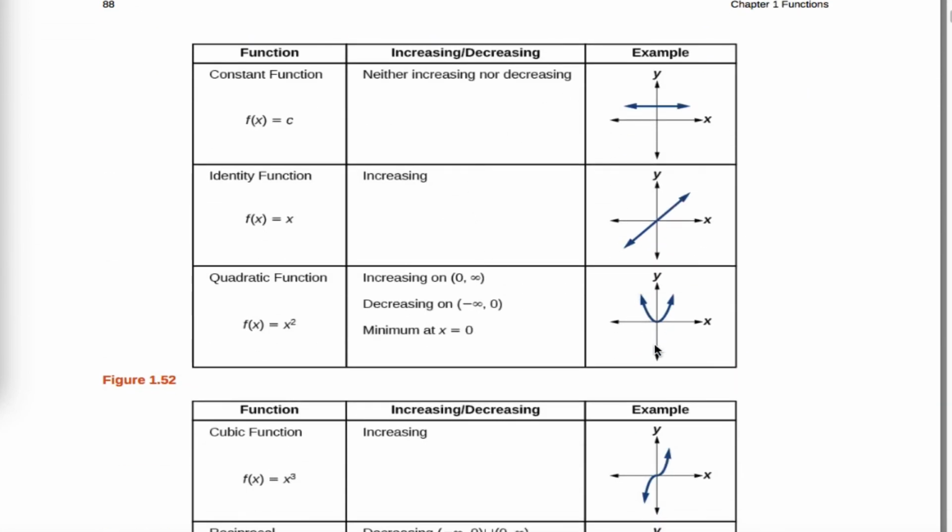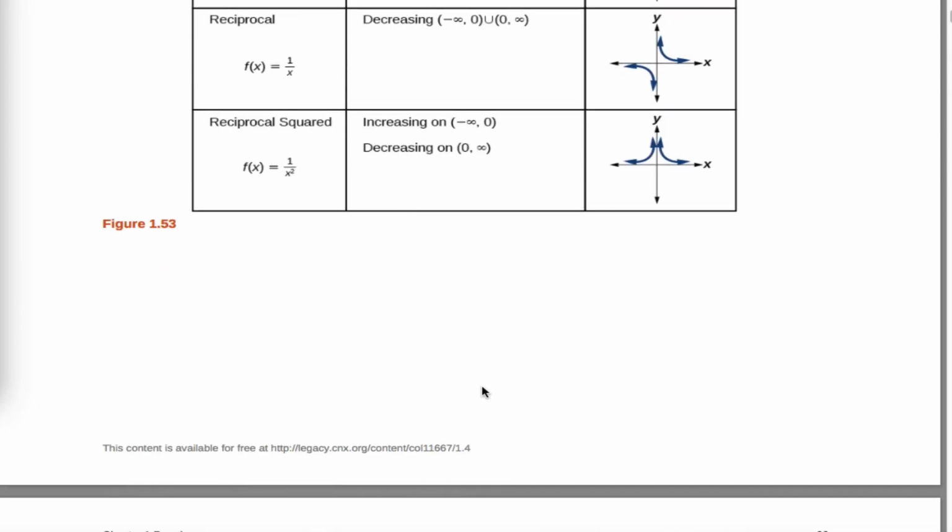These toolkit functions, we can talk about where they have local minimums and local maximums. Some of them don't have any. This one, for example, has a local minimum right here. We can talk about where they're increasing and decreasing. This one's always increasing. This one is decreasing, and then it starts increasing, for example.